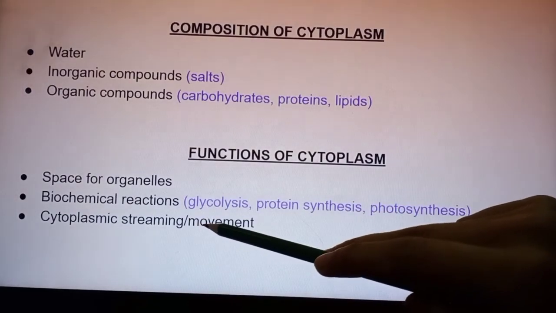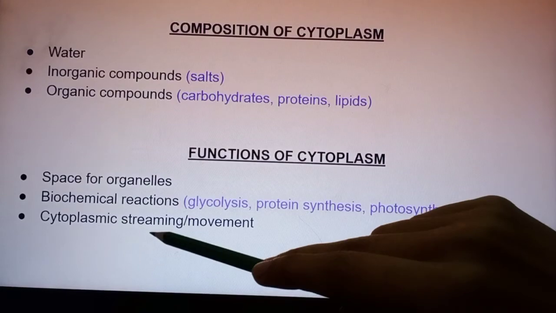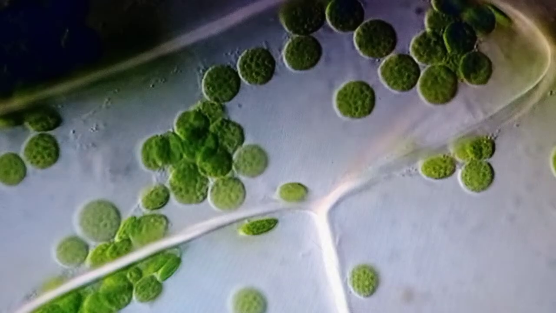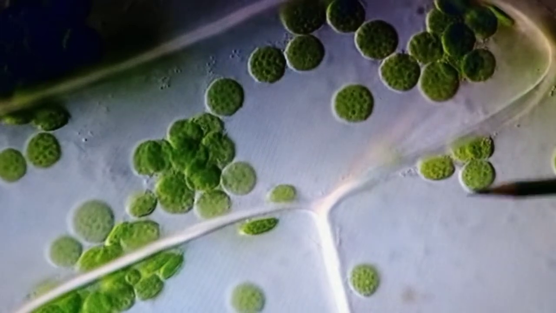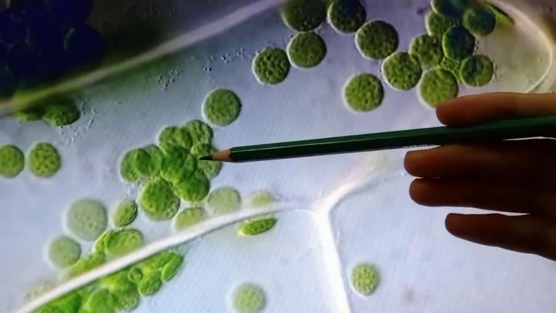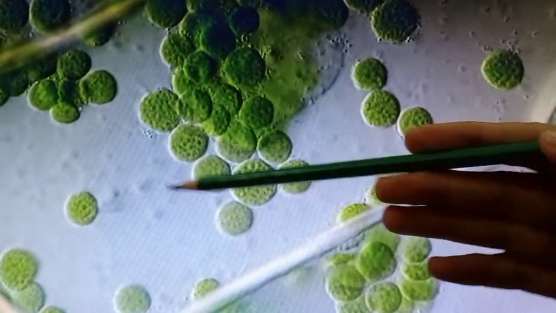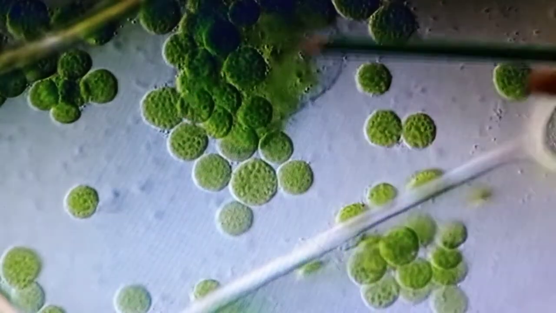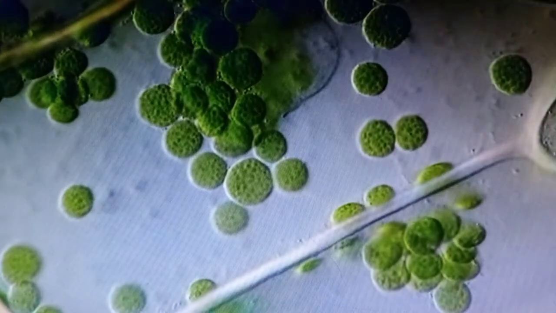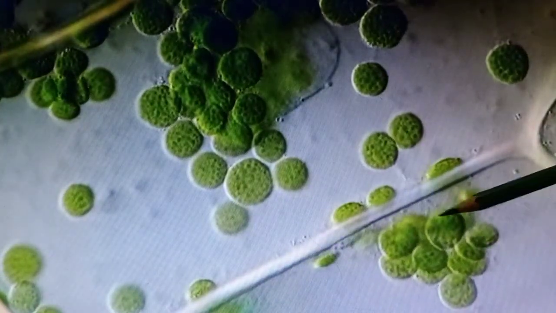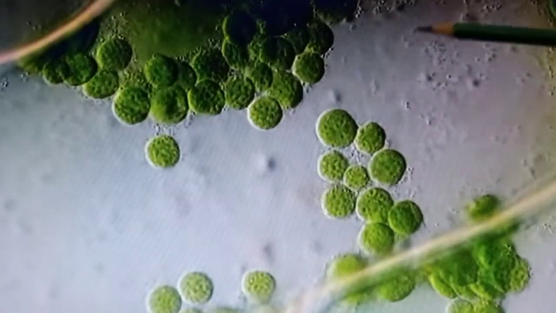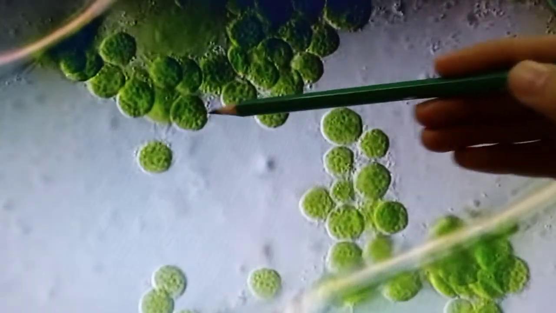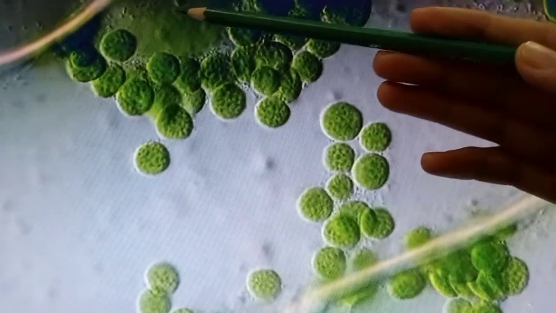Third and the last function of cytoplasm is the cytoplasmic streaming or the cytoplasmic movement. Okay, in this video you can see all the parts of the cytoplasm are moving. All of the cytoplasm is moving. This is a plant cell and in it we can see the chloroplasts, they are continuously in motion. And the rest are different cell organelles which are transparent, and along with them chloroplasts are moving.